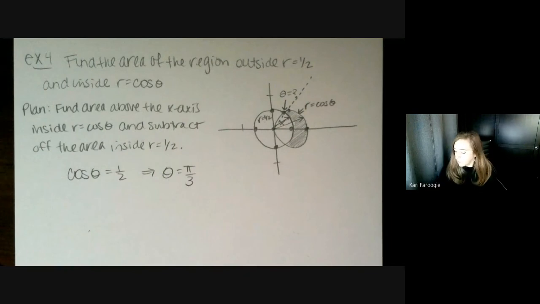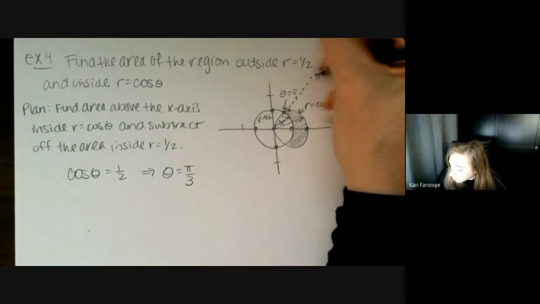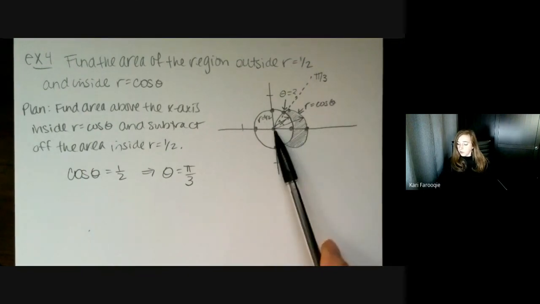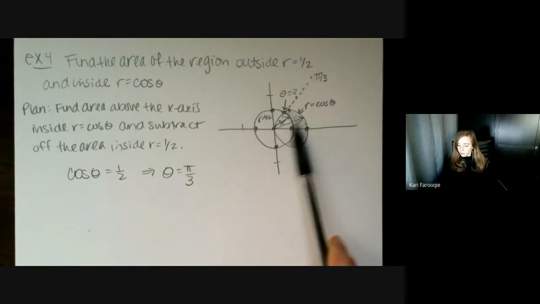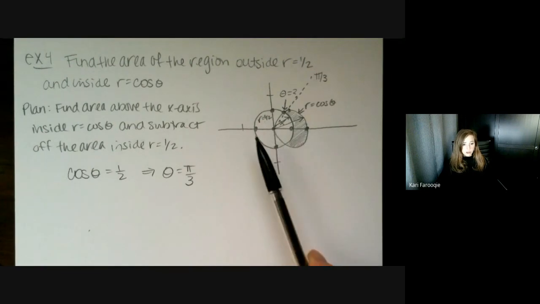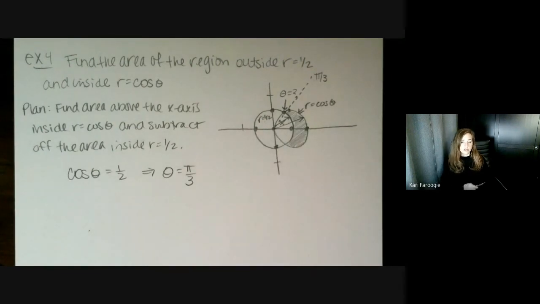So this happens at pi over 3, and it should look like that to you when you look at the radial line. So when I set this integral up, I'm going to set it up as one integral. I'm going to take the area of this whole portion all the way up to cosine theta, and then I'm going to subtract off the area of the inner portion, which is r equals a half. Before I set up my integral, are there any questions on the figure?